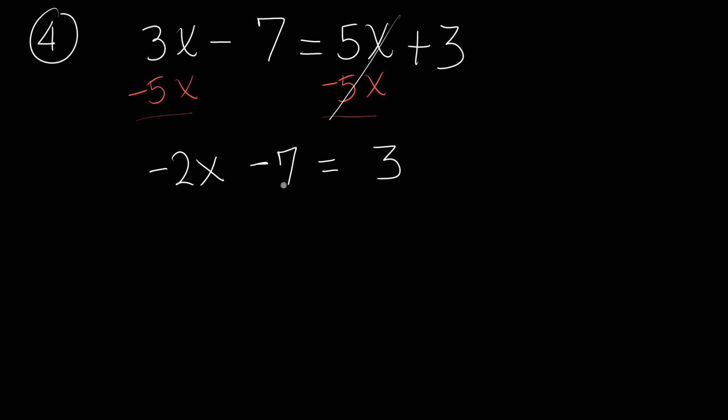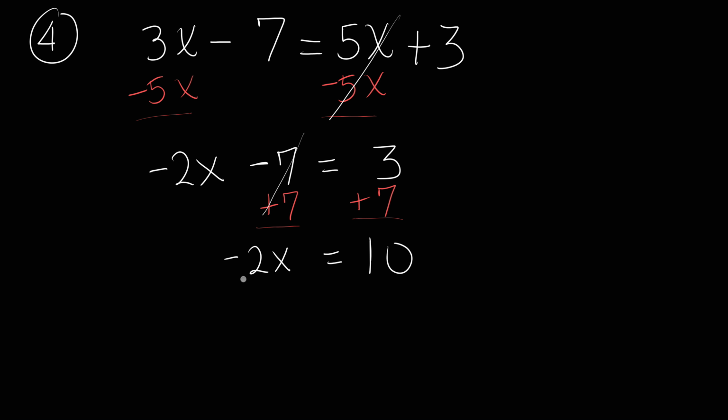Now I have to get rid of this negative 7, because our goal is to leave this x by itself. Therefore, to get rid of this negative 7, I'm going to have to add 7 to each side, plus 7, and these are going to disappear. So you have negative 2x equal to 10.